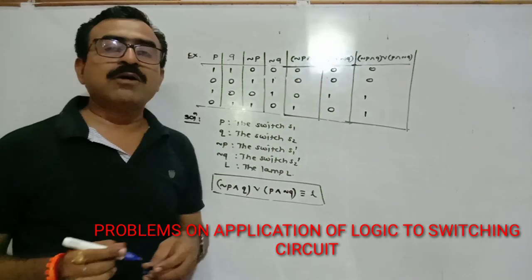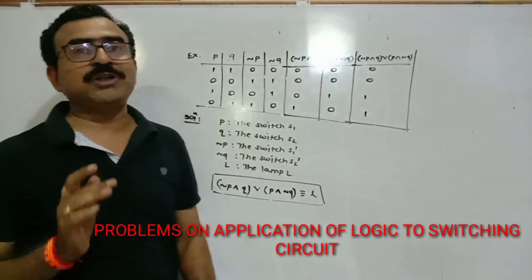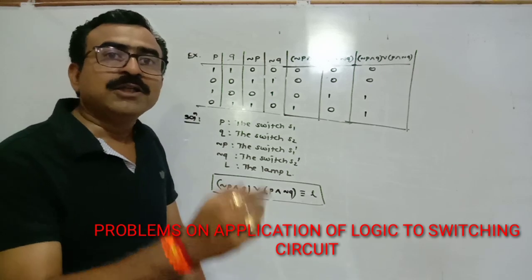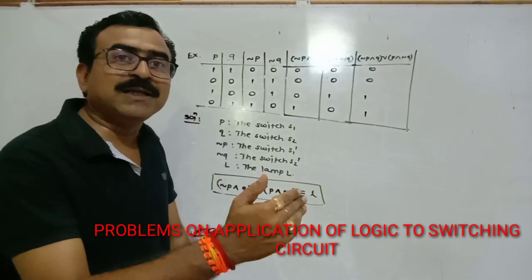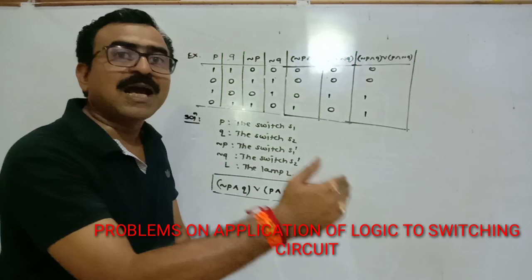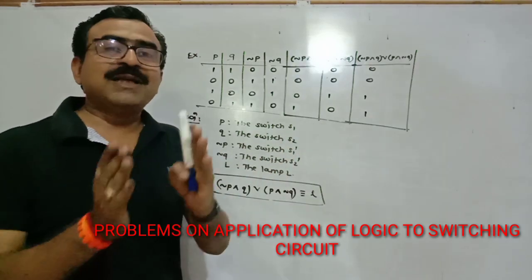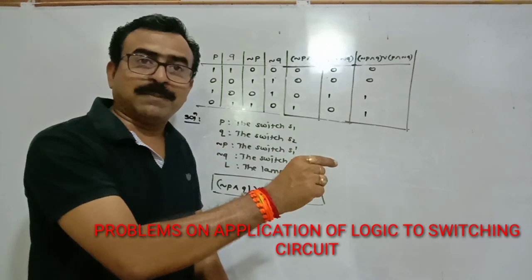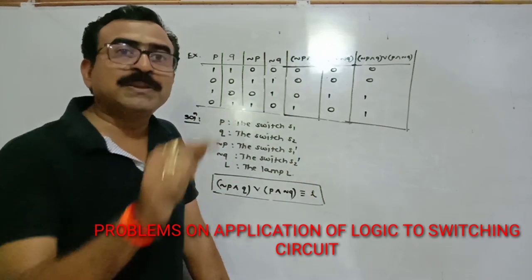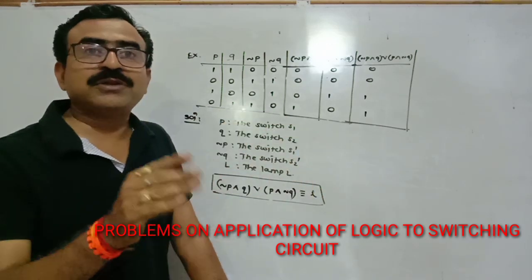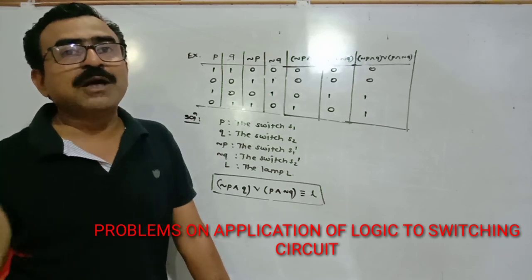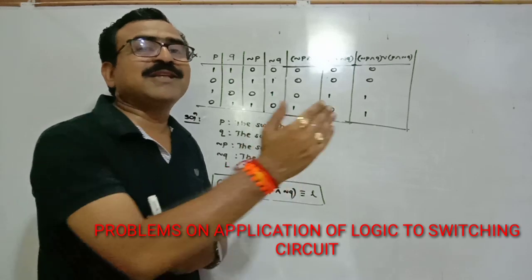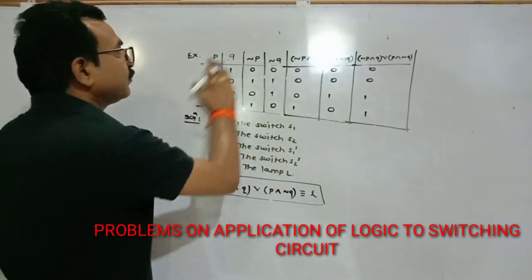So friends, now it has become the input-output table. Understood? So the input-output table is obtained by replacing T by 1 and F by 0. It means while constructing the input-output table, initially construct the truth table and then replace T by 1 and F by 0. Then you get the input-output table. Understood? So friends, now let us take another example.